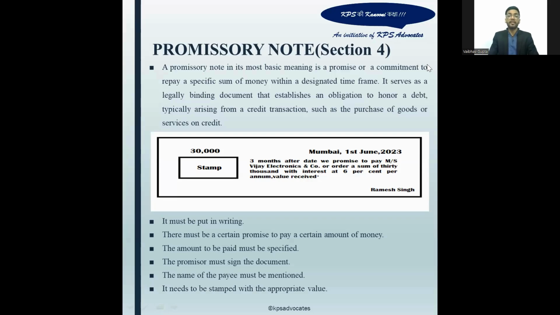Just like the characteristics discussed earlier, a promissory note has to be in writing. The amount promised to be paid has to be mentioned on the instrument. The promisor must sign the document, and the name of the payee has to be mentioned on the document.